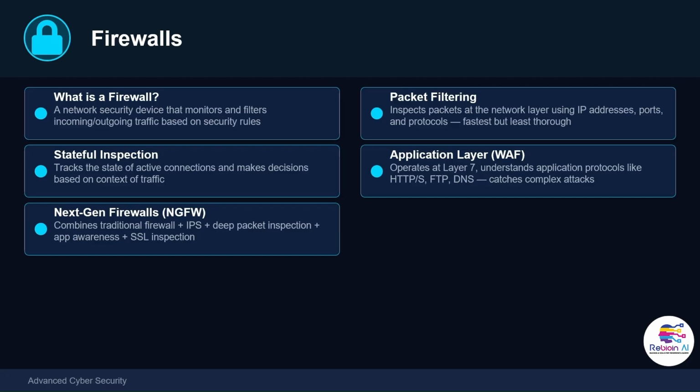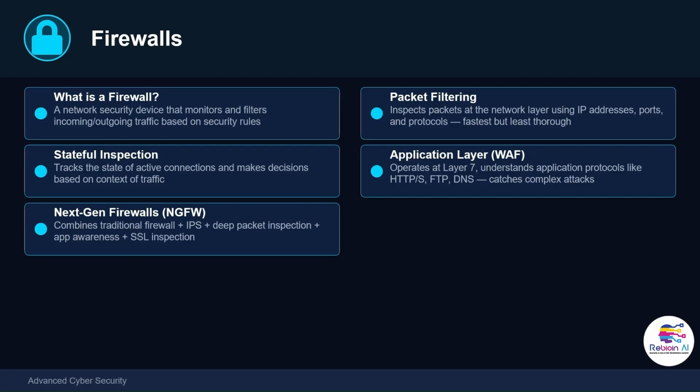But for network traffic. Now there are different types of bouncers, I mean, firewalls. Packet filtering is the basic bouncer. He just looks at your face, your IP address, and port number, and either lets you in or turns you away. Fast, simple, but he doesn't actually check what's in your bag. Stateful inspection is a smarter bouncer. He doesn't just check if you are allowed in, he remembers you. If you left earlier and come back saying, I was just here, he checks his records. This tracks the context of connections.